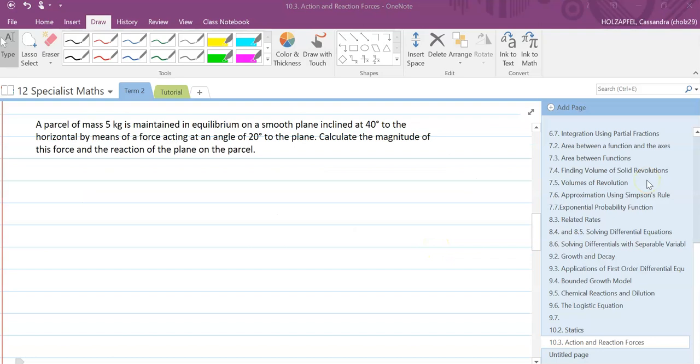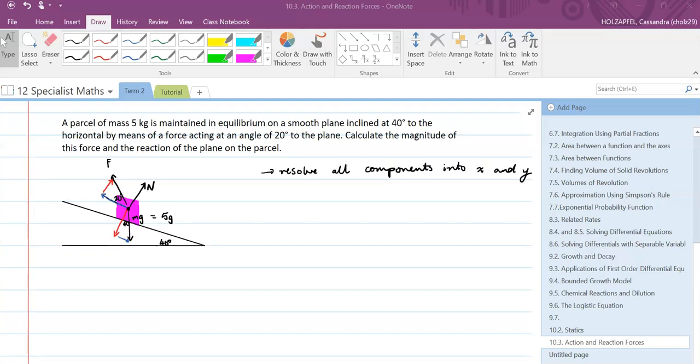Okay, so we have the same parcel and it's on a smooth plane inclined at 40 degrees to the horizontal. So same scenario as before. But this time we have a force that's acting at an angle of 20 degrees to the plane. So we need to calculate the magnitude of this force, and we now need to calculate the new normal force, or the reaction of the plane on the parcel. So again, I'm just going to draw my diagram and come back.